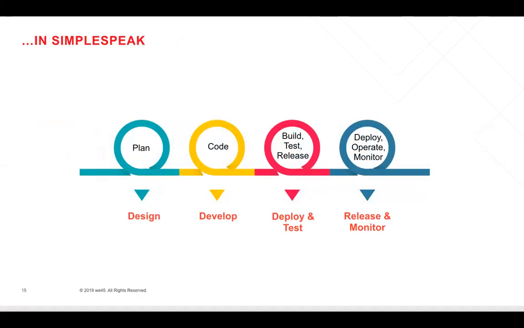In simple speak, what we're essentially saying is, let's look at 4 phases of the SDLC. Let's call them plan, code, build, test, release, and deploy, operate, monitor. And then you have these 4 distinct phases into which we will break down the SSI.